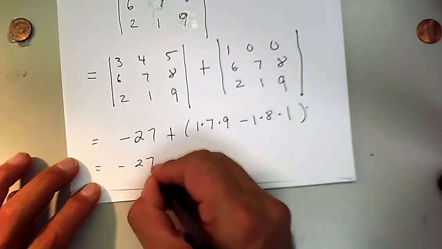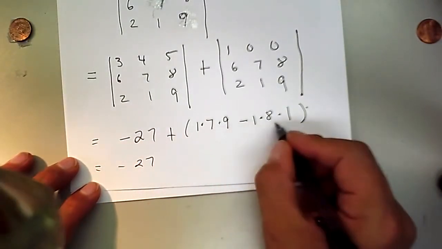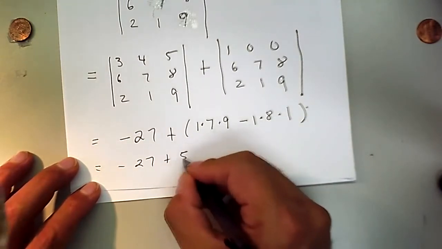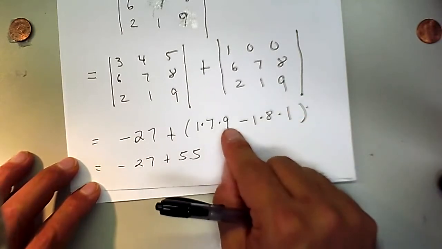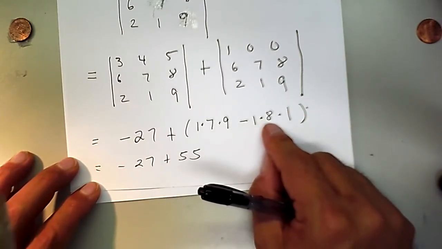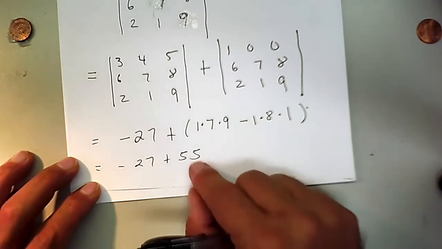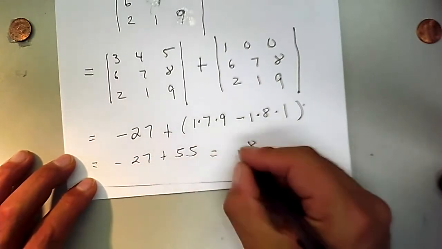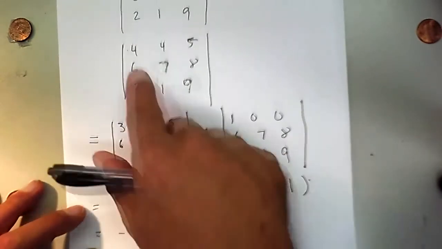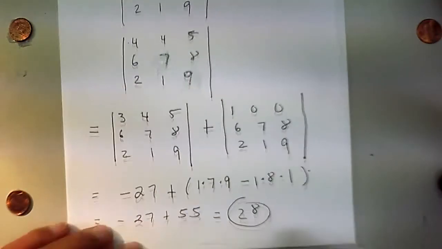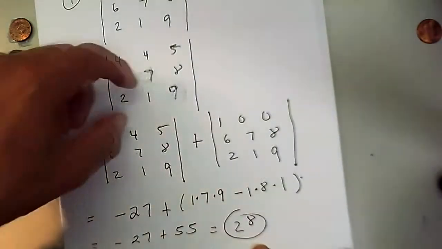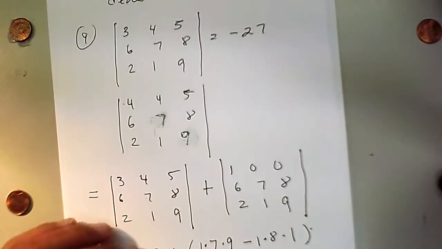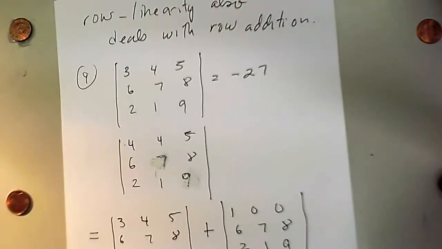So we got negative 27, 63 minus 8, 55 plus 55, 63 minus 8, yep, 55, and then 15 minus 7 is 8, 4 minus 2 is 2. So now we know that this matrix has determinant 28, or this determinant is 28. Yeah.